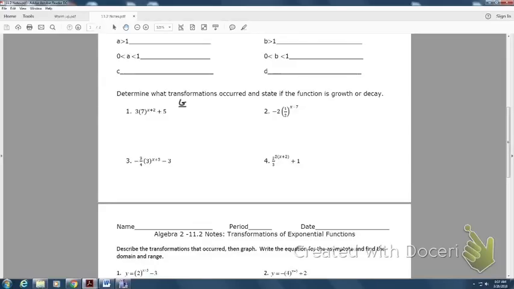Okay. Cameron, what is a transformation that's going on there? Up 5. Miss Ray, what's another one? It moves right, left. How many? 2. Dalton, what's the 3 up front do? Horizontally stretched. Vertically stretched.